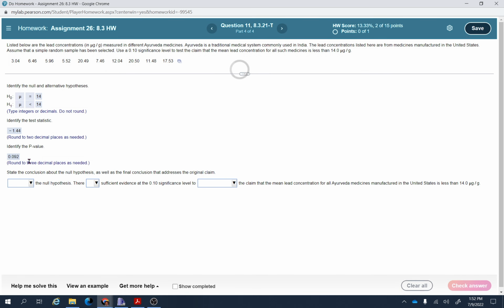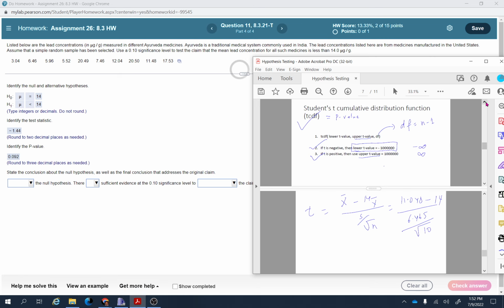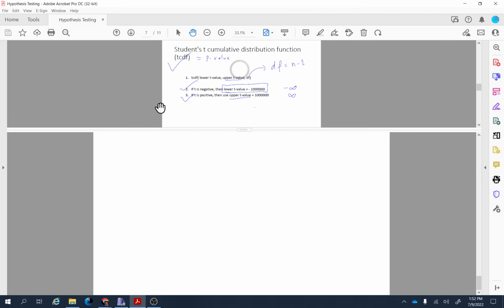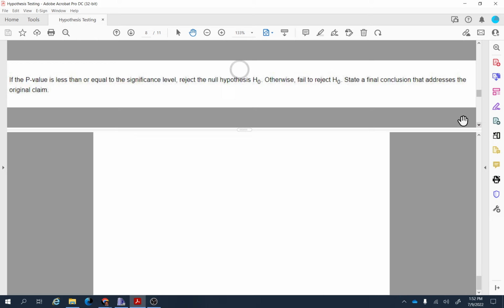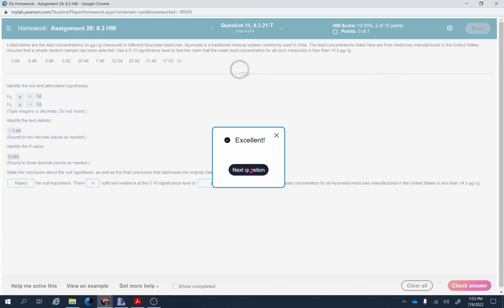Great. So as you can see here, this p-value is less than the significance level. As before, if the p-value is less than or equal to the significance level, reject the null hypothesis. So we reject the null hypothesis. If you reject, there is sufficient evidence to support the hypothesis. That's all.